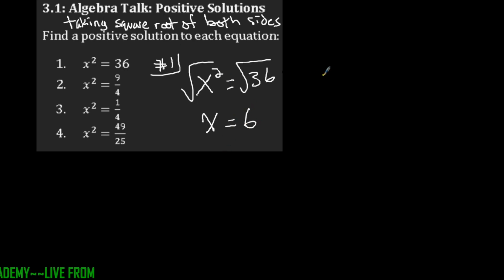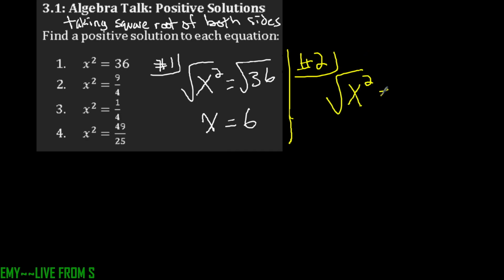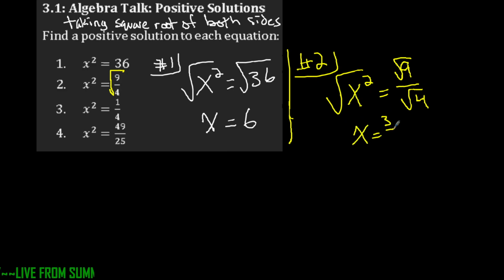For number 2, I have the square root of x squared equal to the square root of 9 over the square root of 4. Anytime you take the square root of a fraction like this, it's like taking the square root of the whole thing, which is the same as taking the square root of the numerator and the square root of the denominator. You can write it as a fraction, so x equals 3 over 2. Again, just make sure that you know those perfect squares.